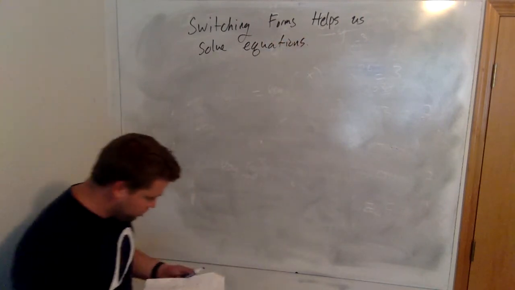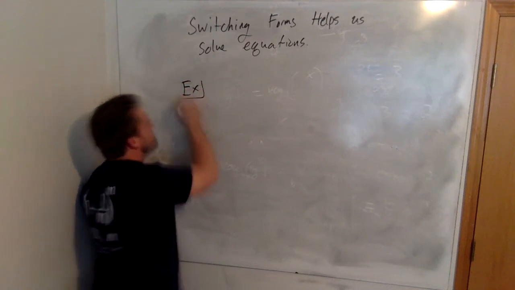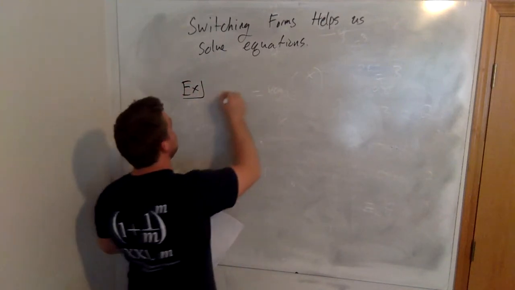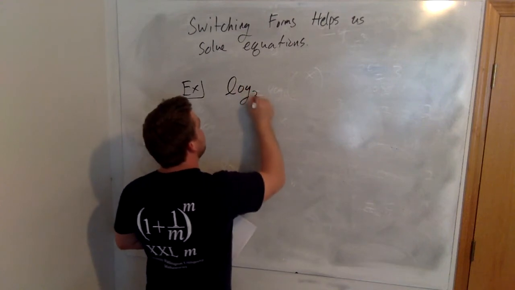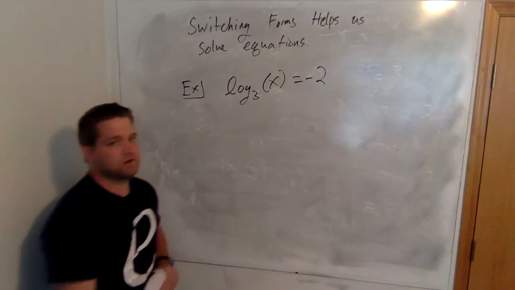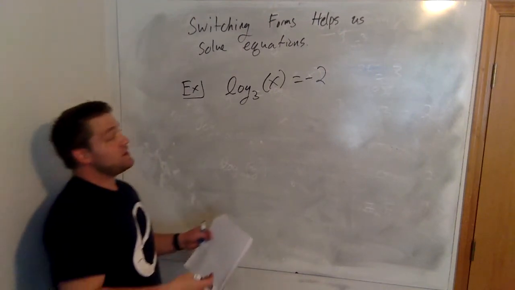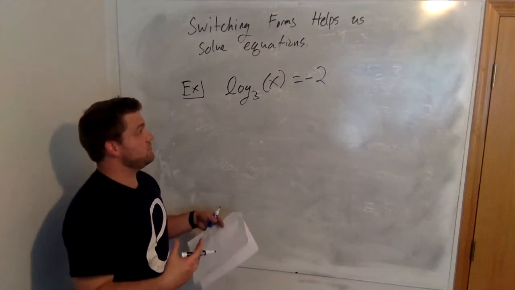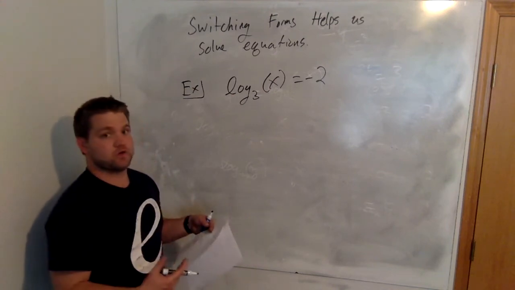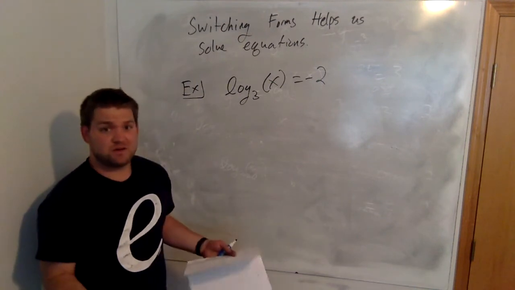Okay, let me show you what I mean. So for example, let's say we wanted to solve the equation log base 3 of x is equal to negative 2. A lot of us are kind of unfamiliar or don't have as good a grasp of what a logarithm means, or just reading this. So what do we do? Just write it in a different form.